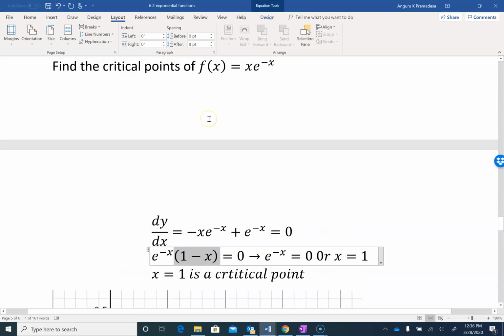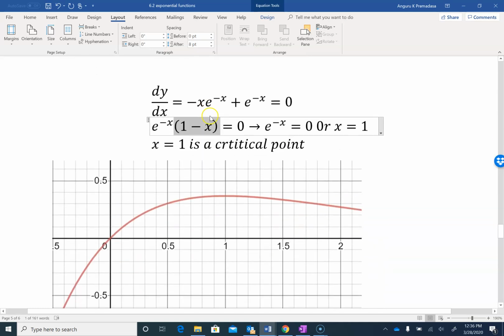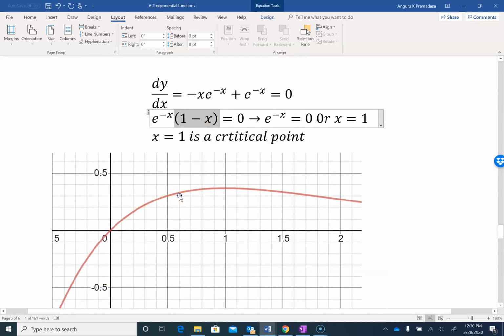And you can actually draw that, but if you draw the graph of this function, you can see that at x equals 1, there is a local maximum. So x equals 1 is the critical point here.